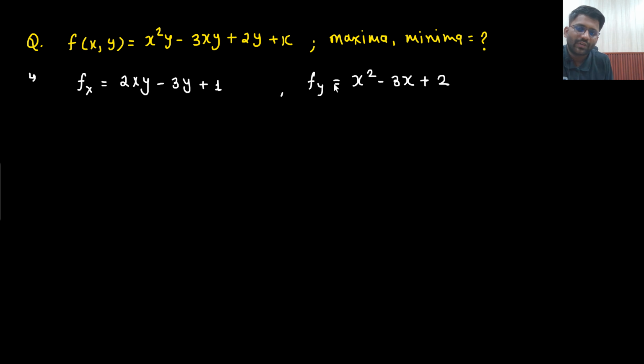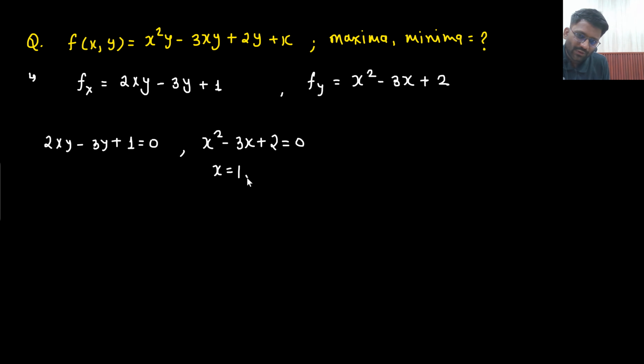Put both of them equal to 0. So first I will put 2xy minus 3y plus 1 equals 0. So it is the equation of x comma y. The other equation I have is x square minus 3x plus 2 equals 0. So from here I will get the value of x equals 1 and 2, right? So for x equals 1 and 2, I will put them here and get the value of y.